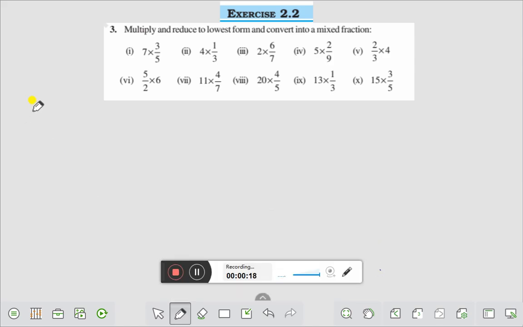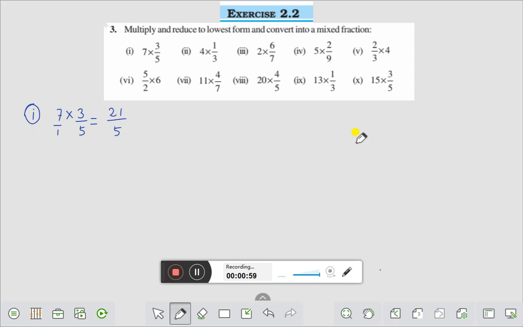In question number 1, we have 7 into 3 by 5. For 7, you can write 7 by 1 or 7, right? Then 7 into 3 is 21, and 5 into 1 is 5.